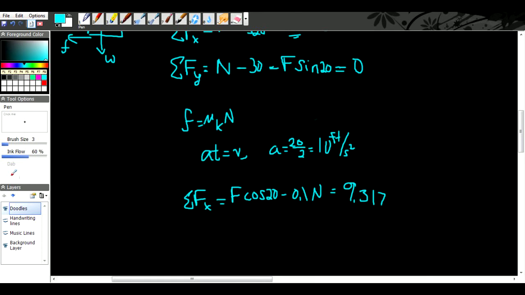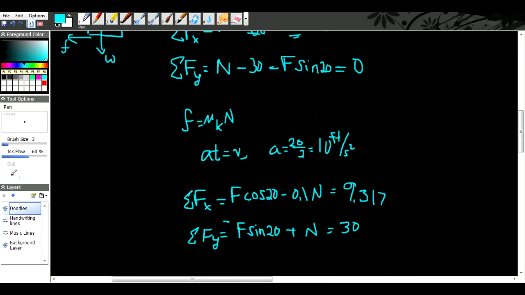And our sum of the forces in the y direction: we have negative F sine of 20 plus N equals 30. So we have a system of equations here.